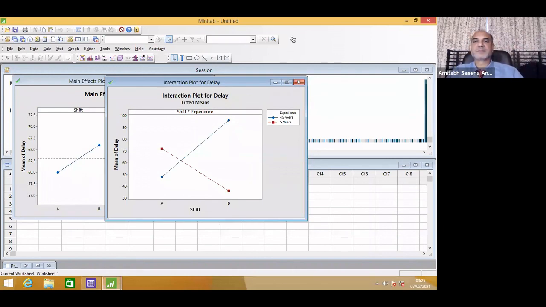Okay. So that is how we can do design of experiments, and that was just a way to show how you can do DOE, how you can design an experiment and how you can run it and how you can analyze it.